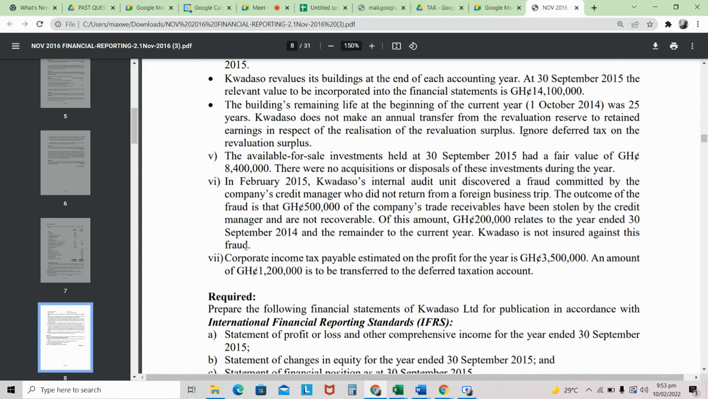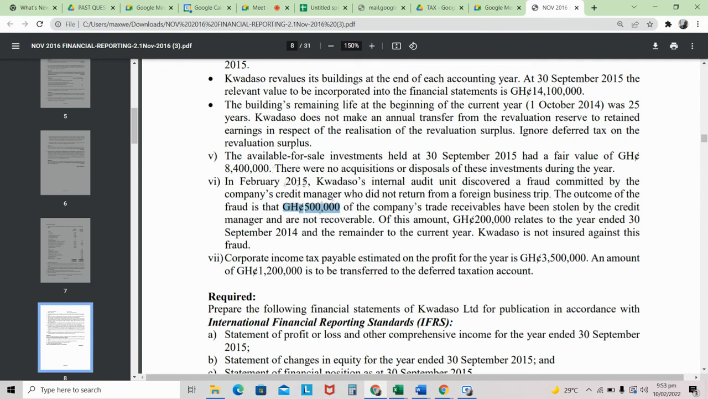Okay, so what this is saying is that this is a fraud issue. The company had a receivable of 500,000, and then the manager has chopped the money and they cannot get the money. So it is bad debt. They have to write it off as bad debt, and bad debt is an expense. You have to show it in your income statement as bad debt.